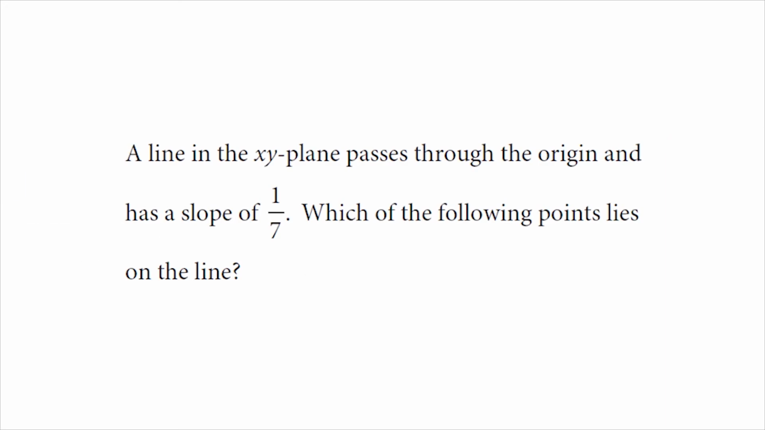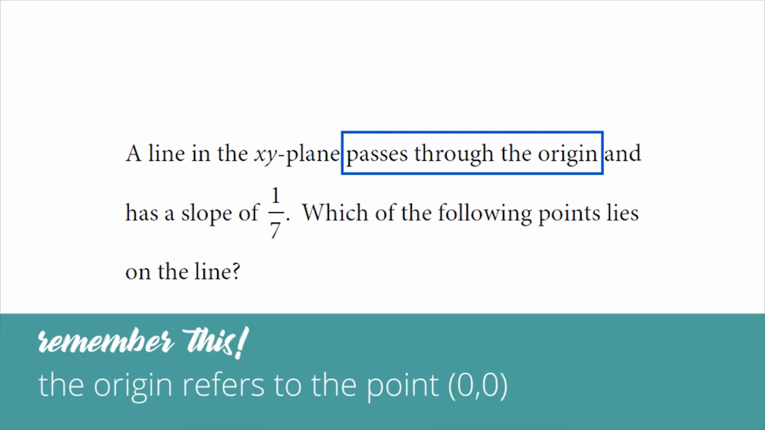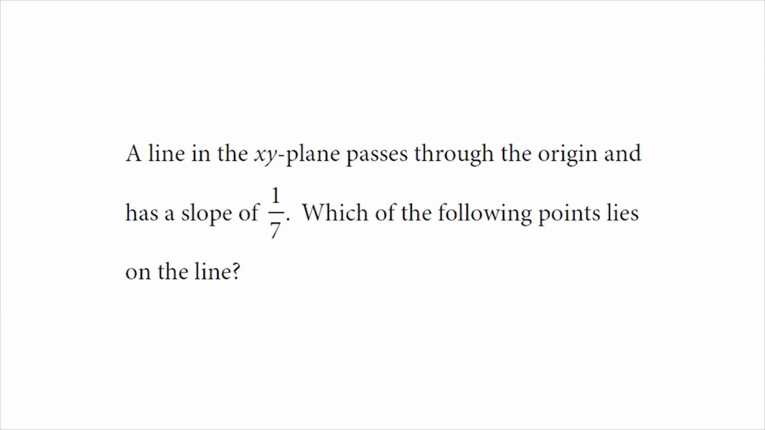Now that we've read the problem, let's note the key information. They said the line passes through the origin. That really means the line passes through the point 0, 0. They also stated that the slope is 1 over 7.